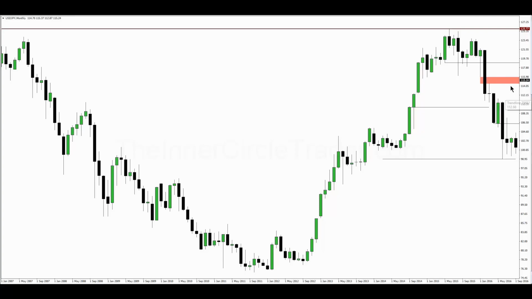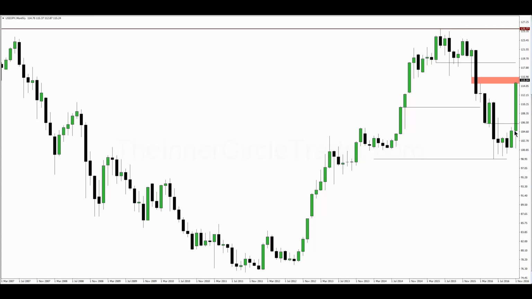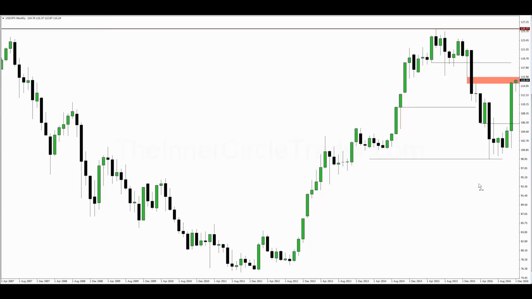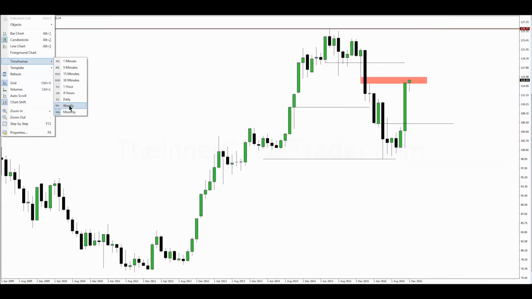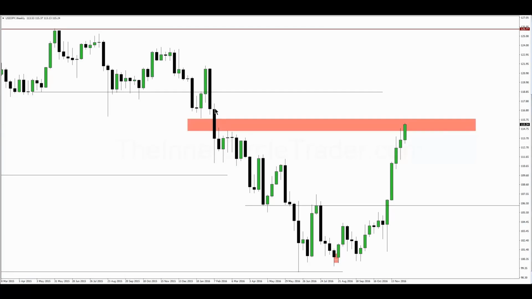We would be aiming for internal range liquidity. Price trades all the way up right into the shaded area here, right there. Now, because we're looking at a monthly chart of the Japanese yen, we're going to drop into a weekly chart. So we have that fair value gap.